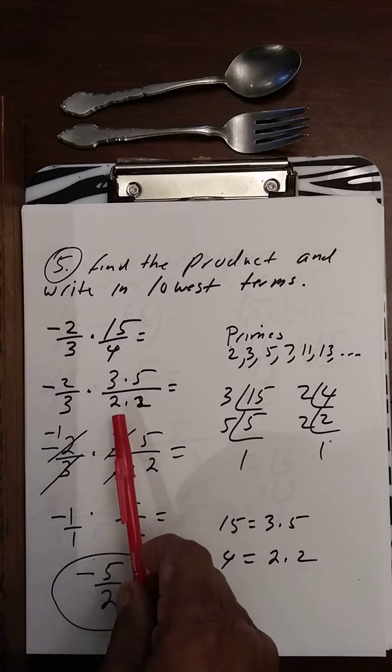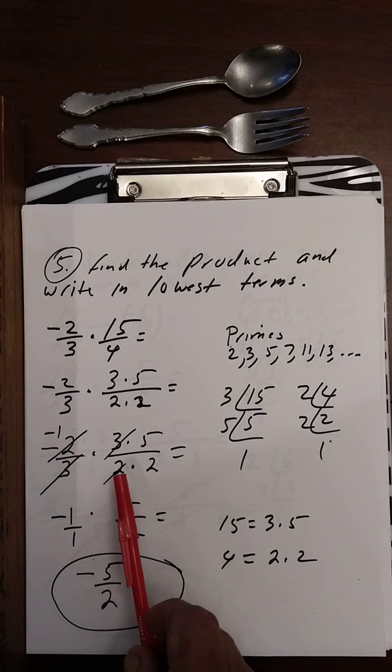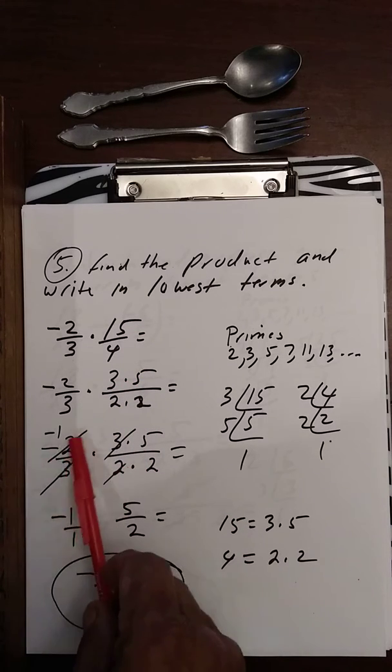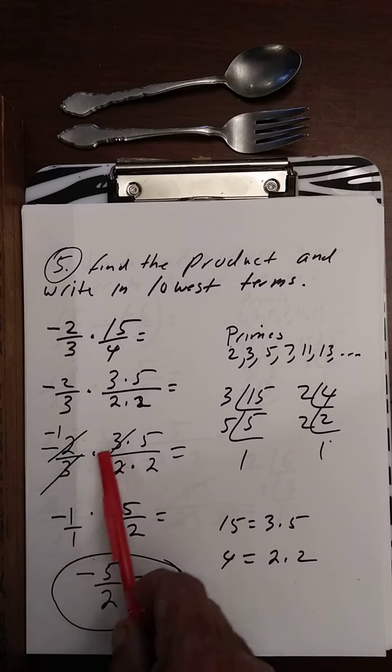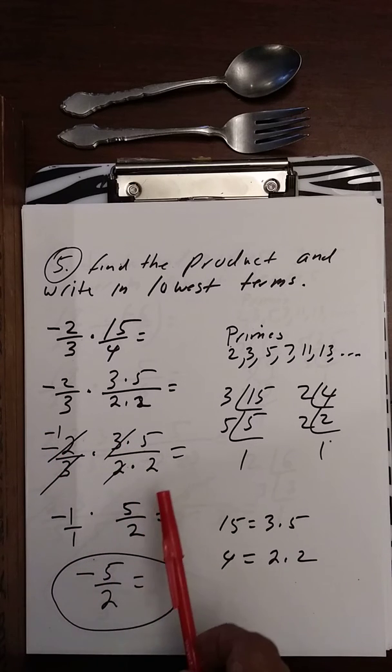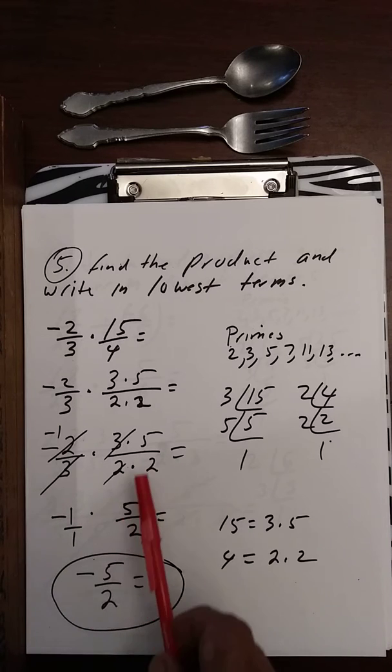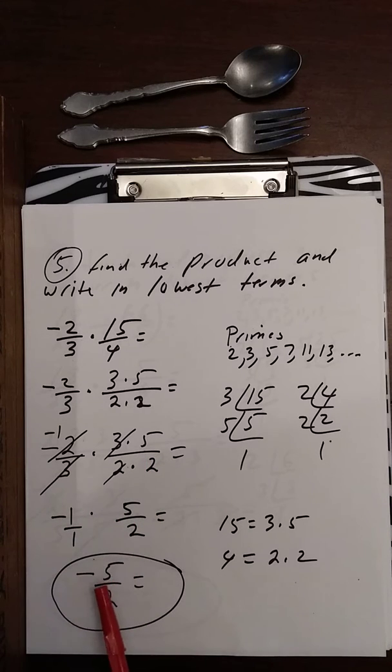15 is 3 times 5, and 4 is 2 times 2. So now what can cancel? 2 can divide negative 2 negative 1 time. 3 and 3 goes away. So we're left with negative 1 times 5 on top and 1 times 2 on the bottom. So we have negative 5 over 2.